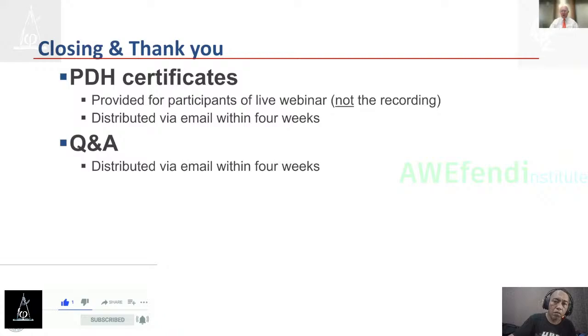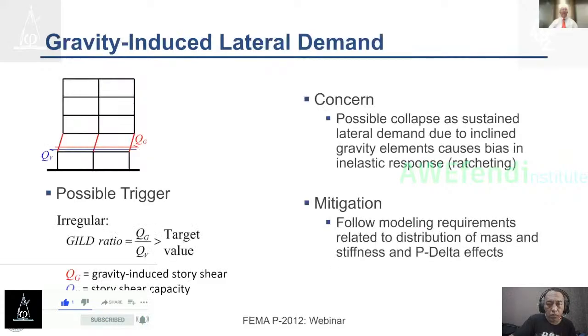Sure. So is it good or bad if I were to go back one slide to have that gravity-induced lateral demand on that slide? I think it's great. Okay.